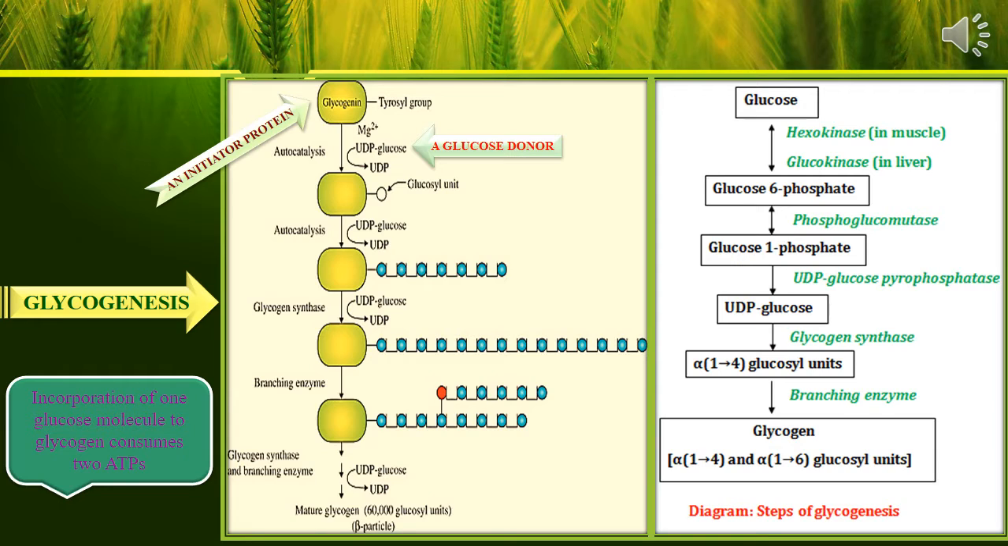Then again, multiple glucose units from UDP glucose, through an autocatalysis process with the help of the cofactor magnesium, many glucosyl units get attached to the glycogenin protein. How are they attached? Through alpha 1,4 glucosidic linkage, so that a chain forms.